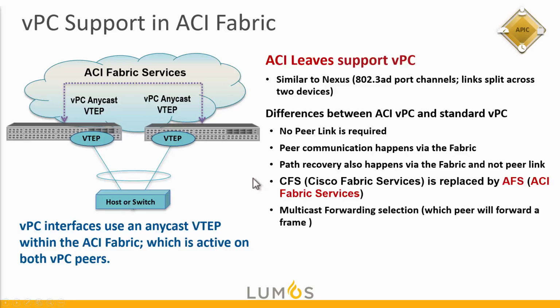So path recovery also happens via the fabric, not the peer link. And Cisco Fabric Services, CFS, is now replaced by AFS, which is a modified version of CFS. So ACI Fabric Services. Okay, there is a multicast forwarding selection. We'll talk more about multicast in a later section.